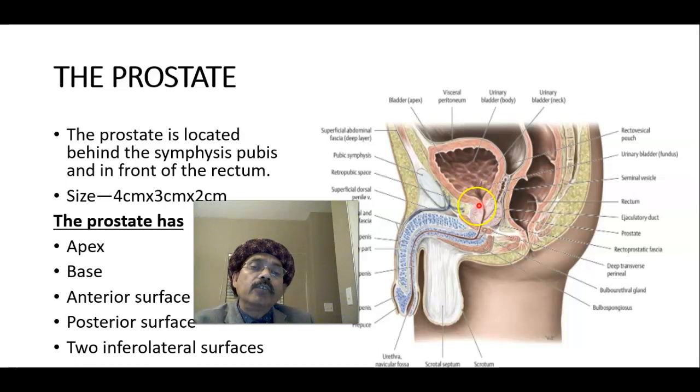Here is the location of the internal urethral sphincter, and this is the prostatic part of the urethra receiving the ejaculatory duct that is formed by the union of the ductus deferens and the seminal vesicle. So we have the apex here, base here, anterior surface with the posterior surface, and we have two inferolateral surfaces.